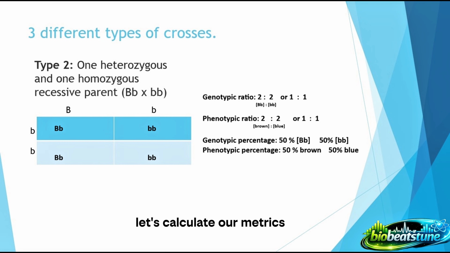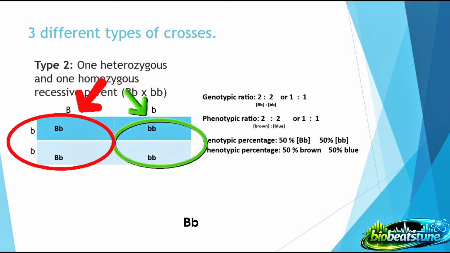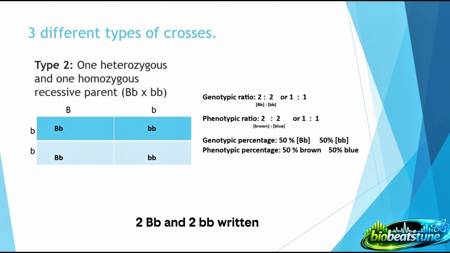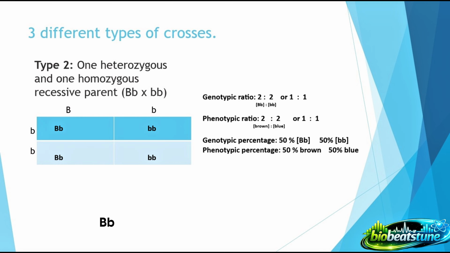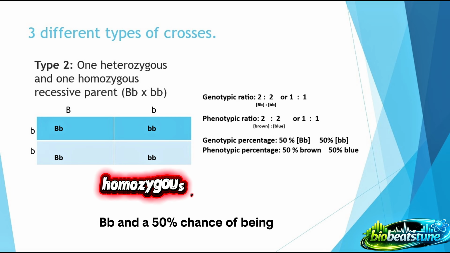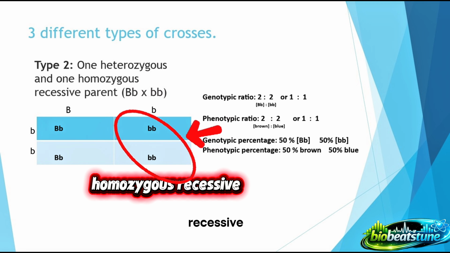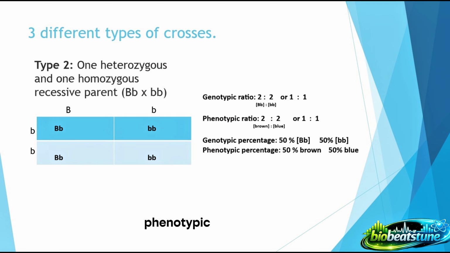Let's calculate our metrics here. Genotypic ratio. We have 2 capital B lowercase b and 2 lowercase b lowercase b. Written as a ratio, it's 2:2, which simplifies down to 1:1. Percentages. There is a 50% chance of being heterozygous, capital B lowercase b, and a 50% chance of being homozygous recessive, lowercase b lowercase b. Phenotypic ratio.